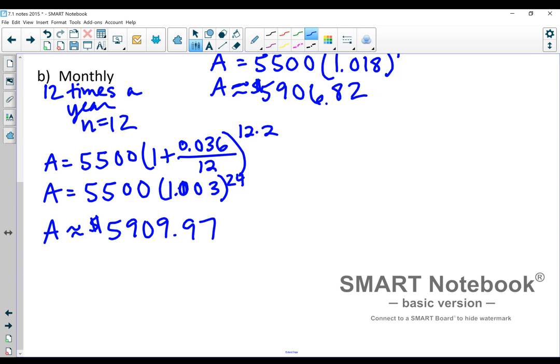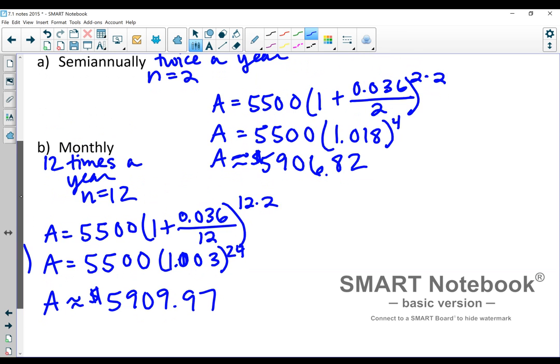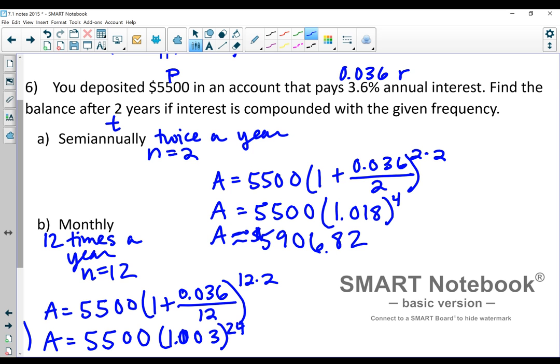So the more often we compound, the more often we look at how much interest there is and then add it back, and then you can gain more interest on that money. So the more you compound, the more money that you can have. But it's not really a huge difference, not with such a low interest rate and such a small amount of money. I know it doesn't seem like a small amount of money. It's not a small amount of money to me, trust me, but when you look at banking and how things work, $5,500 is not really a lot.